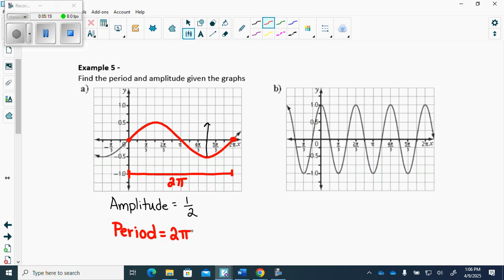Oh wait, let's look at this one. Amplitude from here up to here. What's that a distance of? 2. So what's my amplitude? What's half of 2? 1. Amplitude is always positive as well. Your A value might not be positive, but your amplitude is.